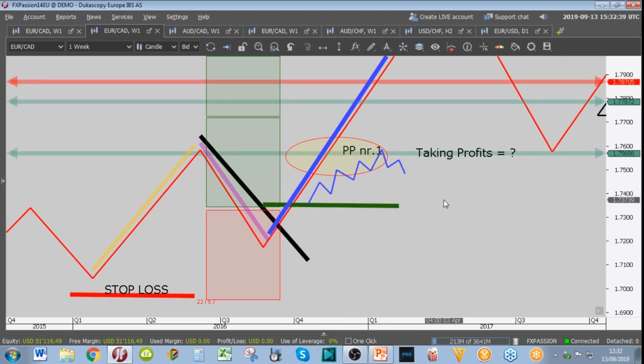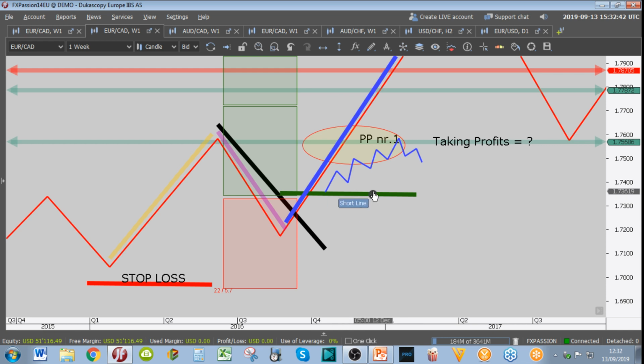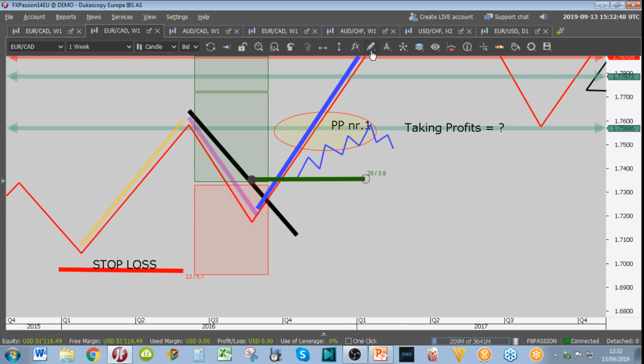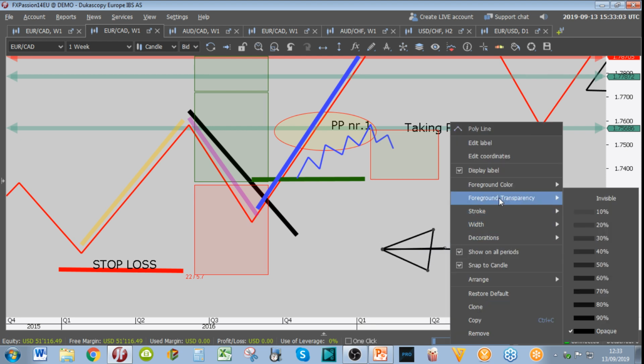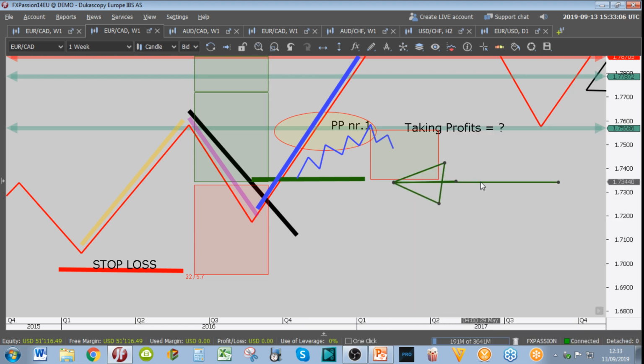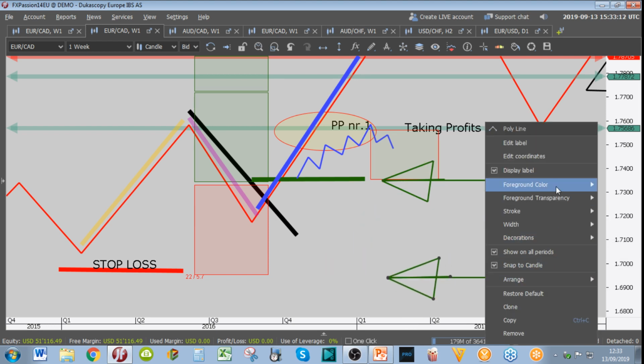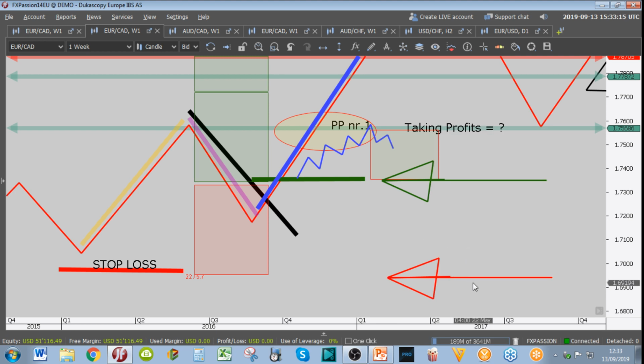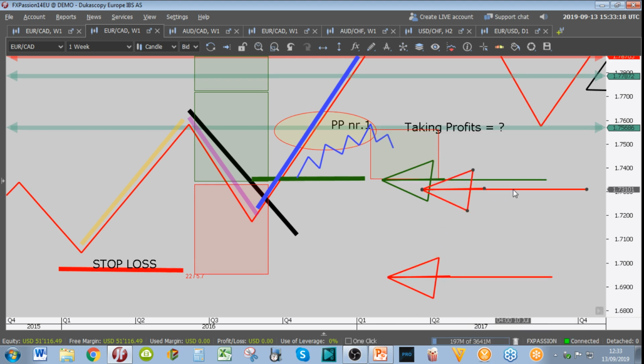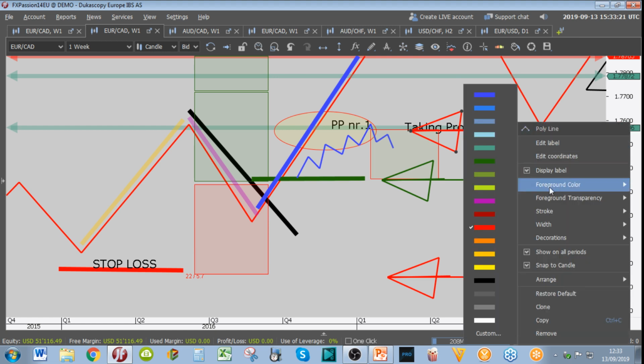Okay. I'm going to show you what is wrong. We entered at the green and we took profit, a few pips. Okay, now look where we entered. It's going to be the green arrow. Look where we entered. Look where is our stop loss. It's going to be the red arrow. And look where we took our profits. It's going to be the blue arrow.